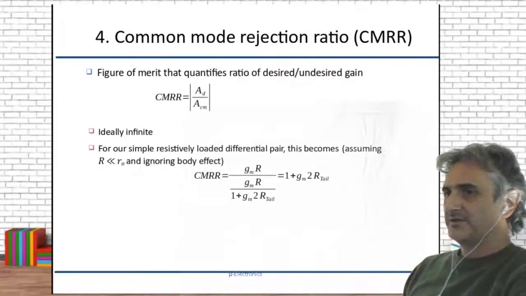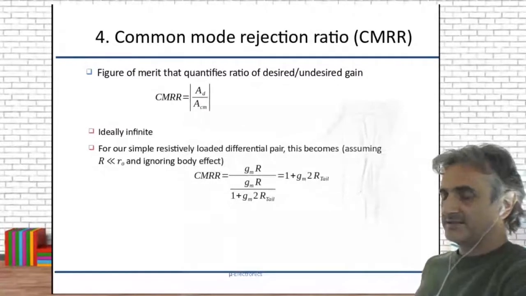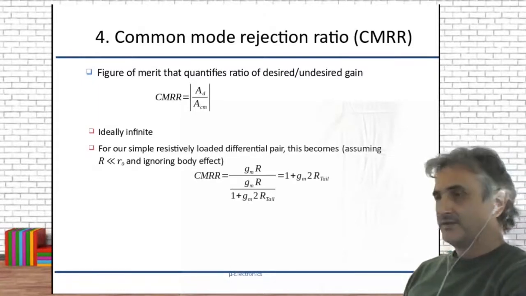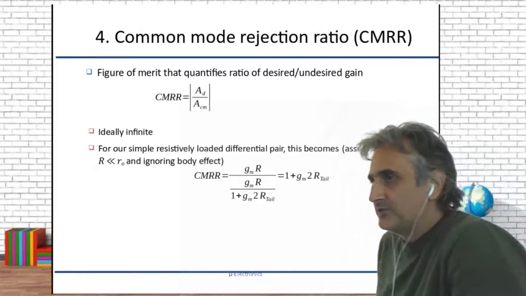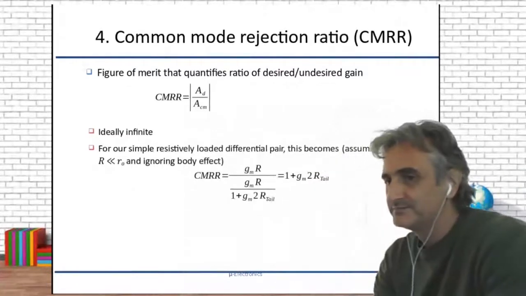Do you remember the common mode rejection ratio? It is just the relation between the differential gain and the common mode gain. We want it to be infinite. We want it to be as high as possible.